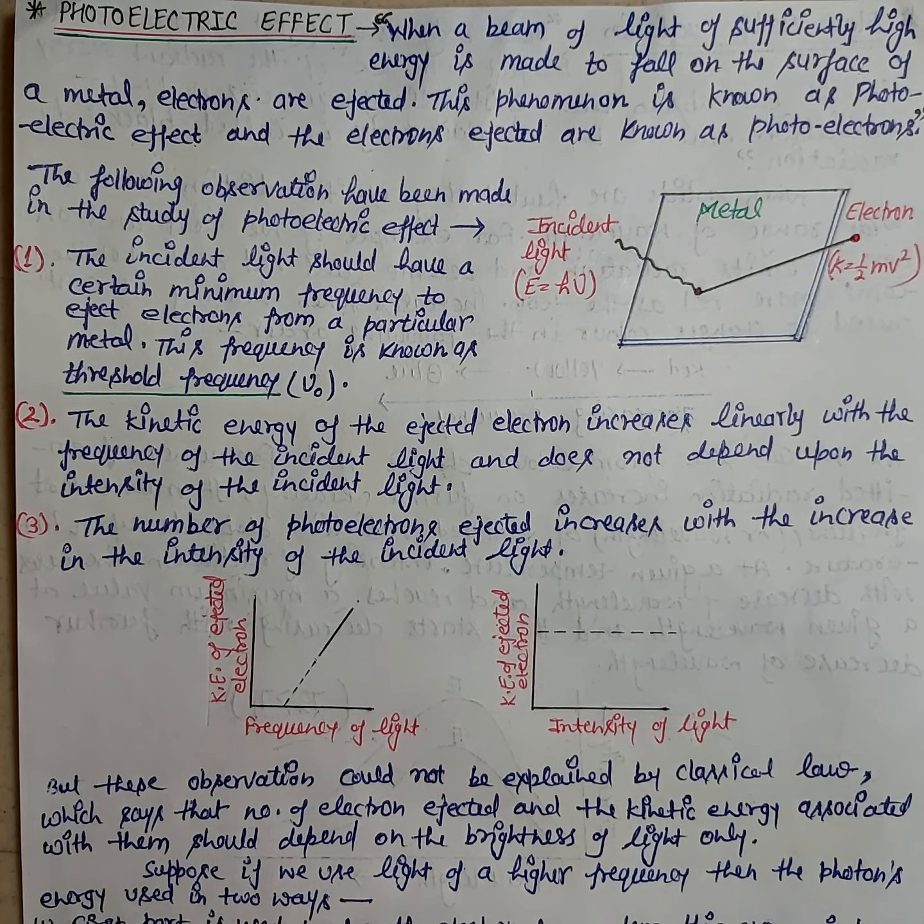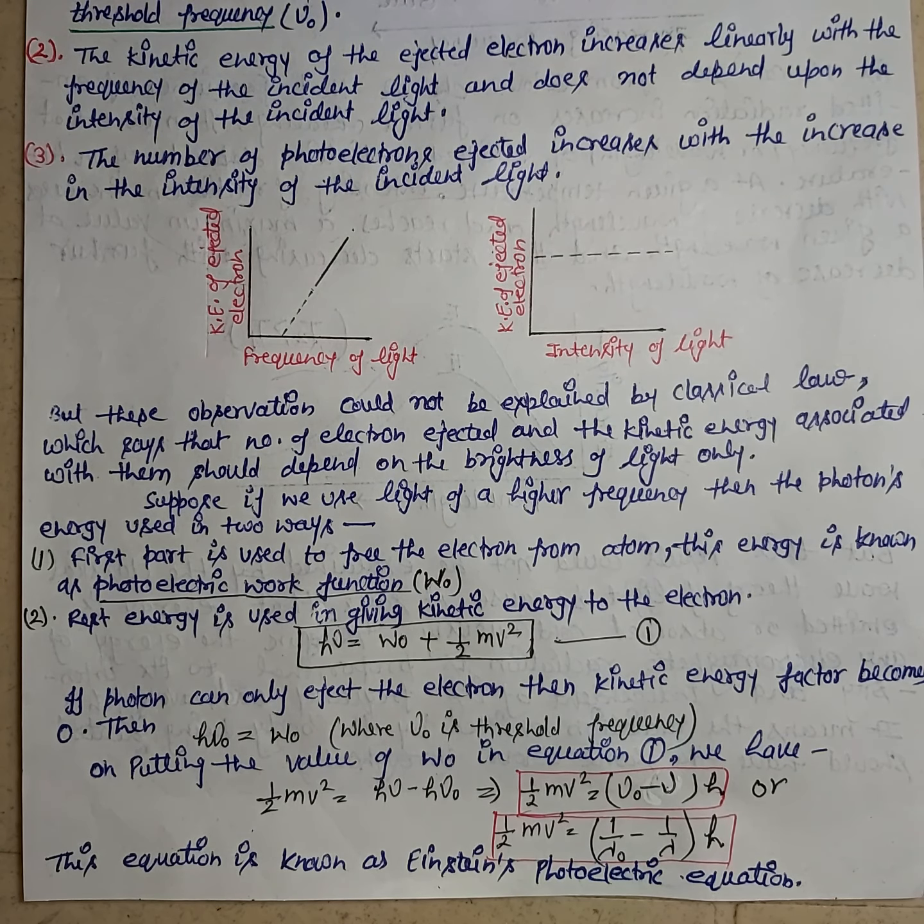Now these observations, whatever I told you, could not be explained by classical law, because classical law says that the number of electrons ejected and the kinetic energy of photoelectrons depend upon the brightness of light only, which is not true. So these observations could not be explained by classical theory.